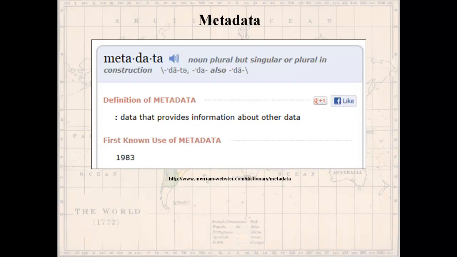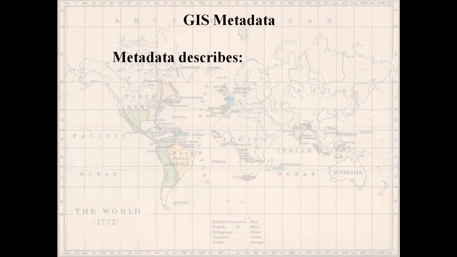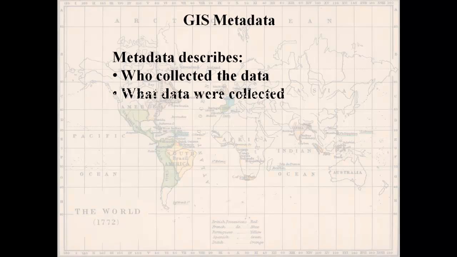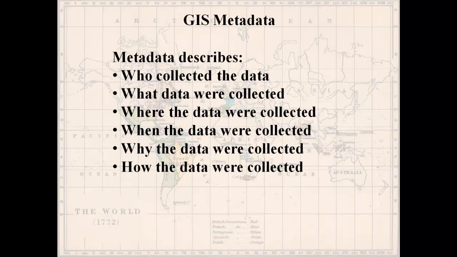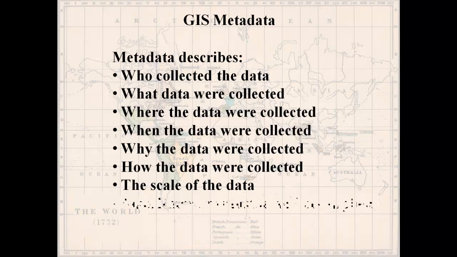Here's a definition from the web. Metadata is data that provides information about other data. For GIS, metadata includes who collected the data, what the data were, where the data were collected, when the data were collected, why the data were collected, how the data were collected. So there are the six honest serving men, and also we need to know about the scale of the data and anything you did algorithmically or transformationally or processing that you did to the data before you made a final data set.